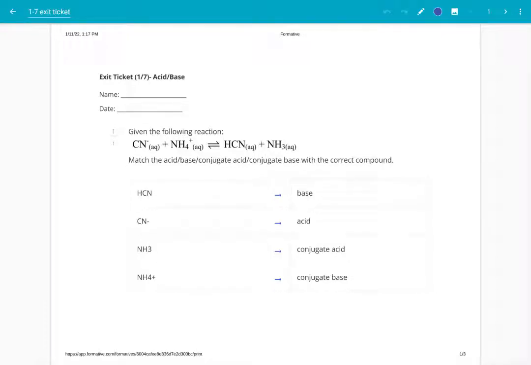Okay, so I thought it would be helpful if I went through how I would do this exit ticket for today. So you'll notice it's a matching section, and sometimes the matching doesn't work real well on formative. So I'm actually going to rewrite the CN minus plus NH4 plus yields HCN and NH3.